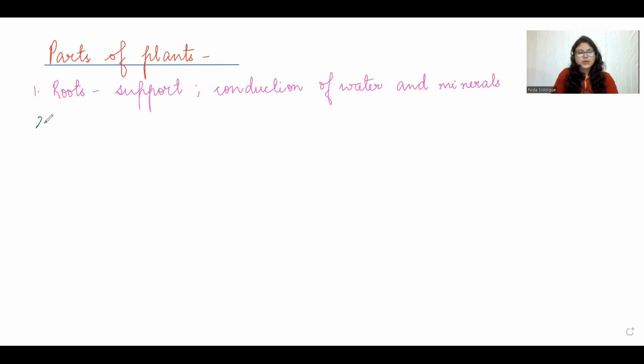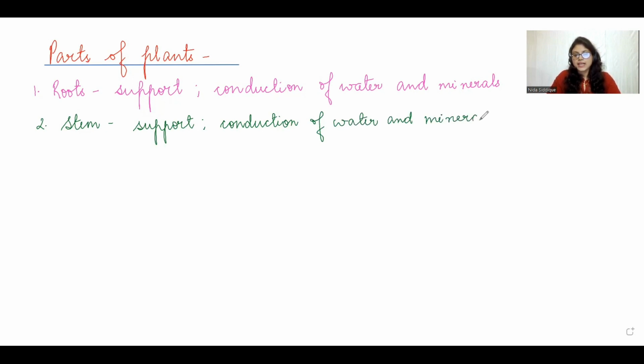Next, the next part of the plants is the stem. So the stem also provides support to the plants, and it also helps in conduction of both water and minerals as well as food. Okay, so it helps in conduction of water and minerals as well as in the conduction of food. And in some plants, it also helps in storing food.